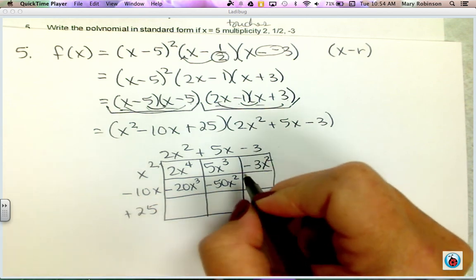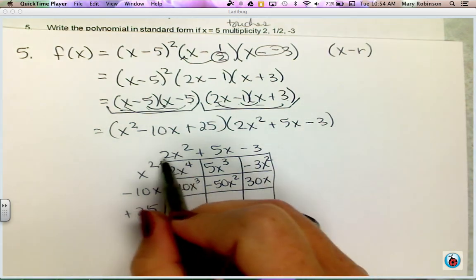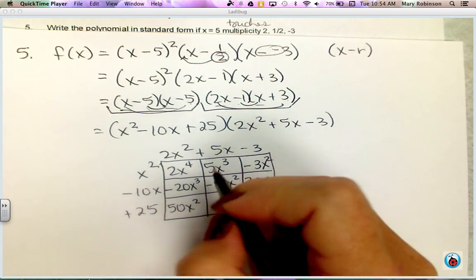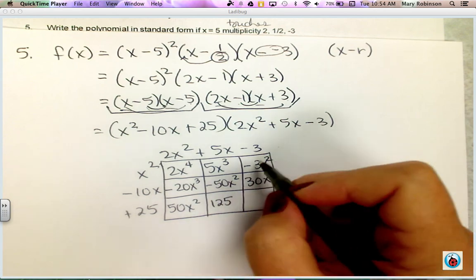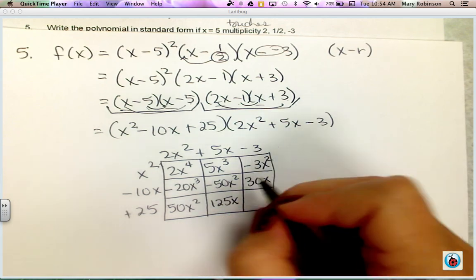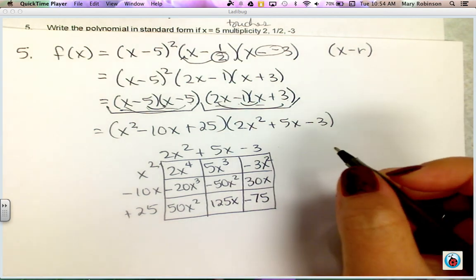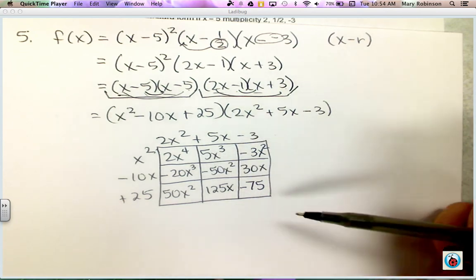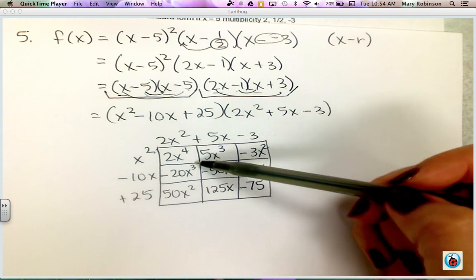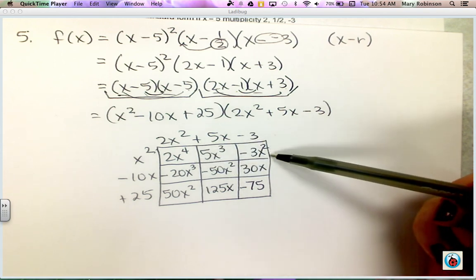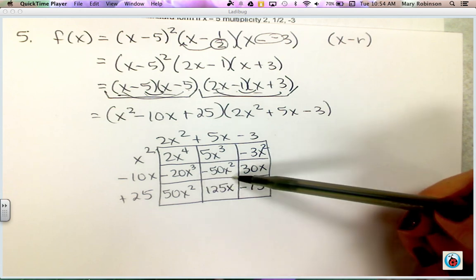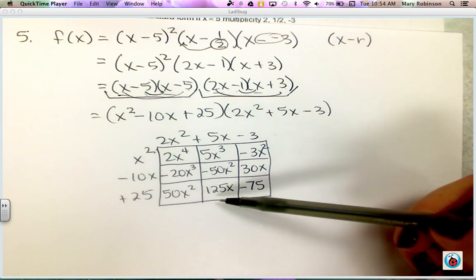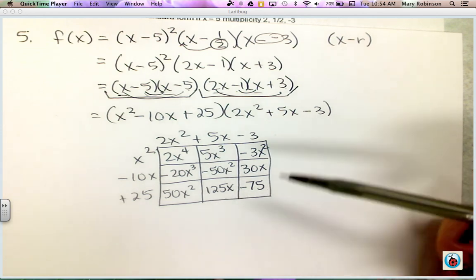And negative 10x times negative 3 is positive 30x. 2x squared times 25 gives you 50x squared. 5x times 25 gives you 125x. And then negative 3 times 25 is negative 75. So I would pause at this point and just make sure that before we write out any terms and simplify, that we've actually done our multiplication correctly. Alright, I feel good about my math.